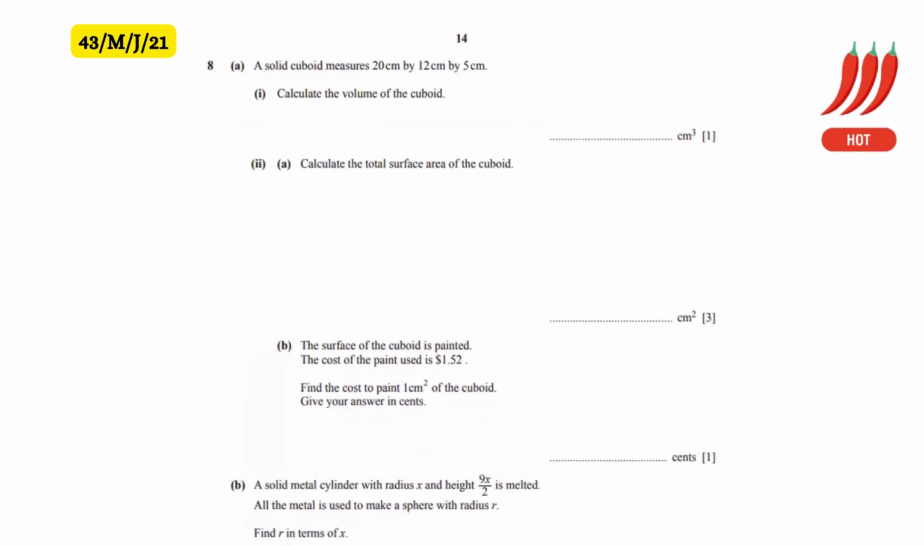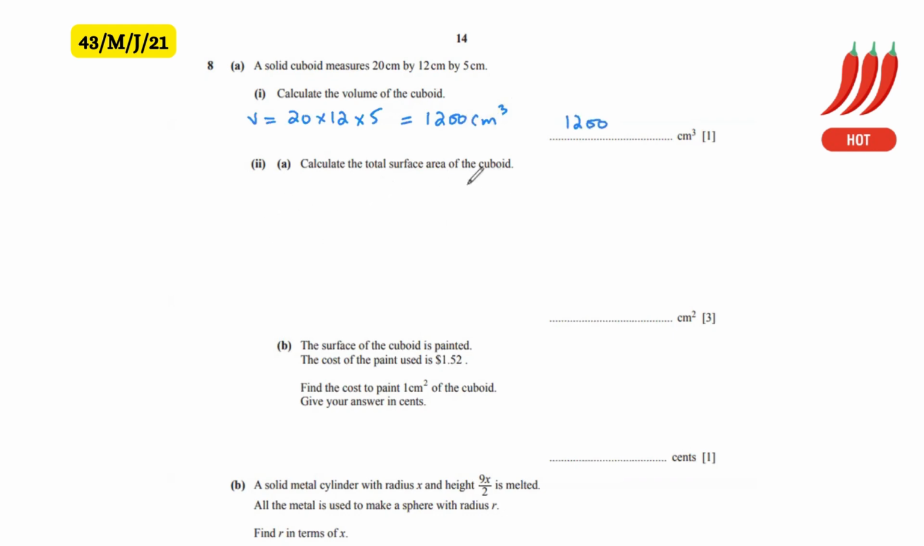Question 8 says a solid cuboid measures 20 centimeters by 12 centimeters by 5 centimeters. Calculate the volume of this cuboid. So volume is simple. You multiply the length with the width and height. It's going to give us 1200 centimeters cubed.